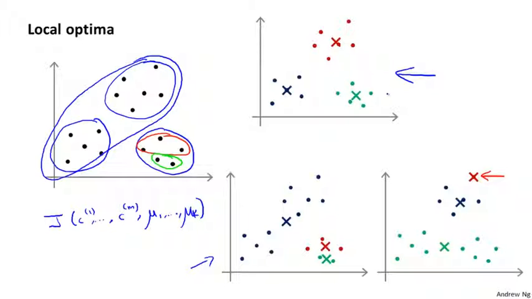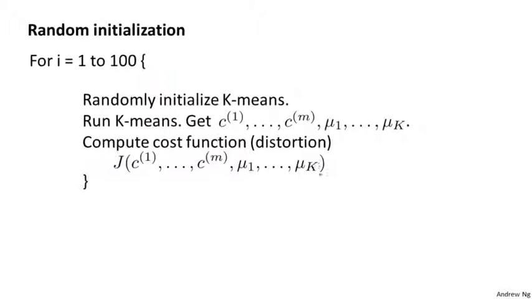So instead of just initializing k-means once and hoping that works, what we can do is initialize k-means lots of times and run k-means lots of times, and use that to try to make sure we get as good a solution, as good a local or global optimum as possible. Concretely, here's how you could go about doing that. Let's say I decide to run k-means 100 times. So I'm going to execute this loop 100 times. A fairly typical number of times to run k-means would be something from 50 up to maybe 1,000.